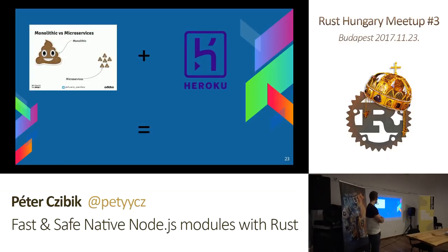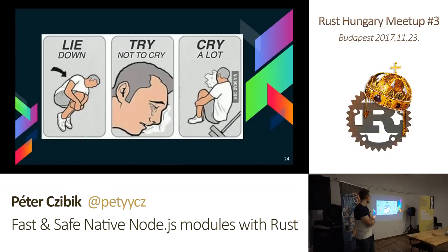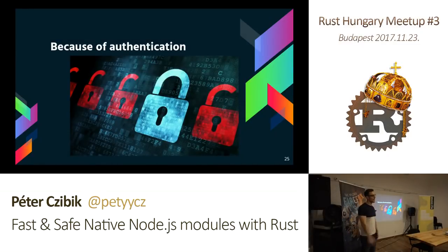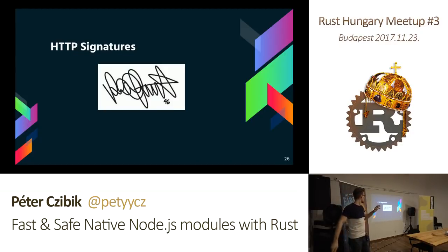And if you want to use microservice architecture with Heroku, you have to solve one thing, and that's authentication. Because on Heroku you don't have a VPN, so you don't have private networking. If you want to call in between these services and communicate securely, it's going to be a real pain. We went with HTTP signatures. We tried a few other things, and what we did in the end is take the body, the parameters, and the headers, and sign it with a key.